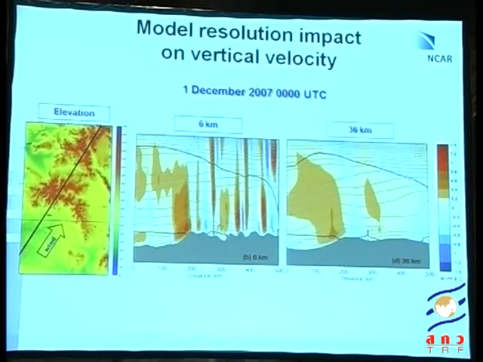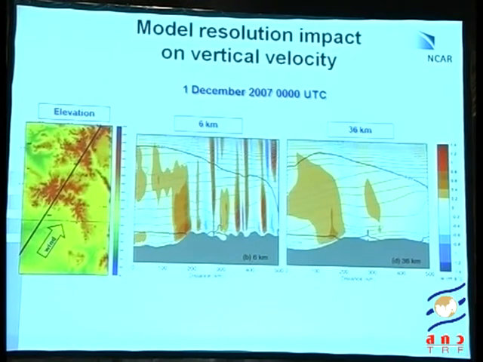The vertical motion here from a cross-section on one particular day from the southwest to northeast is indicated here, and the red colors are in the order of meters per second. So we're getting 1 meter per second updrafts, and that's driving the microphysics to produce precipitation at these locations. If you look at 36 kilometers, the updraft is much weaker, only 20 centimeters per second, so a factor of 5 less. The terrain is also much smoother.